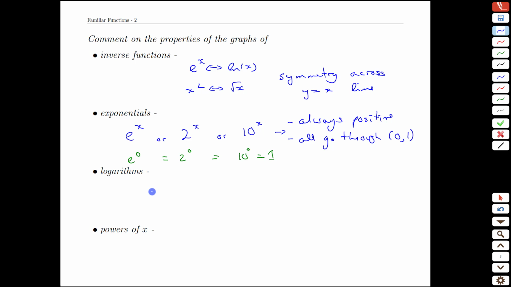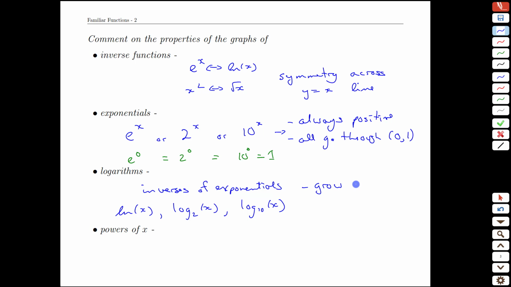Next up, logarithms. These curves are the inverses of exponentials. So again, we can use the symmetry from the y equals x line as a property, and these look like ln of x, or log base 2 of x, or log base 10 of x. Those would be the inverses, say, of the three functions here, though we could also use different bases like 5, pi, whatever you like. Some of the basic properties of logarithms is that they grow very slowly for large x.